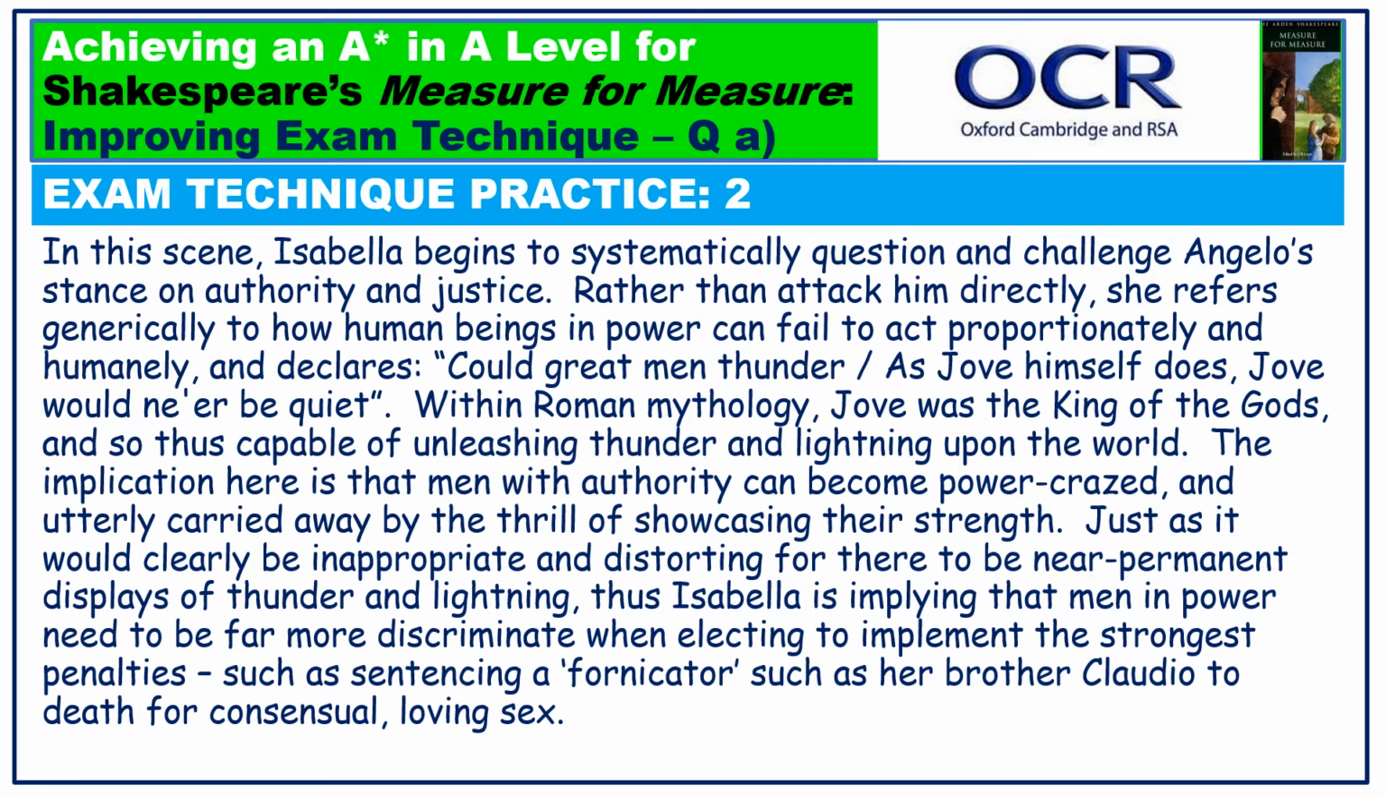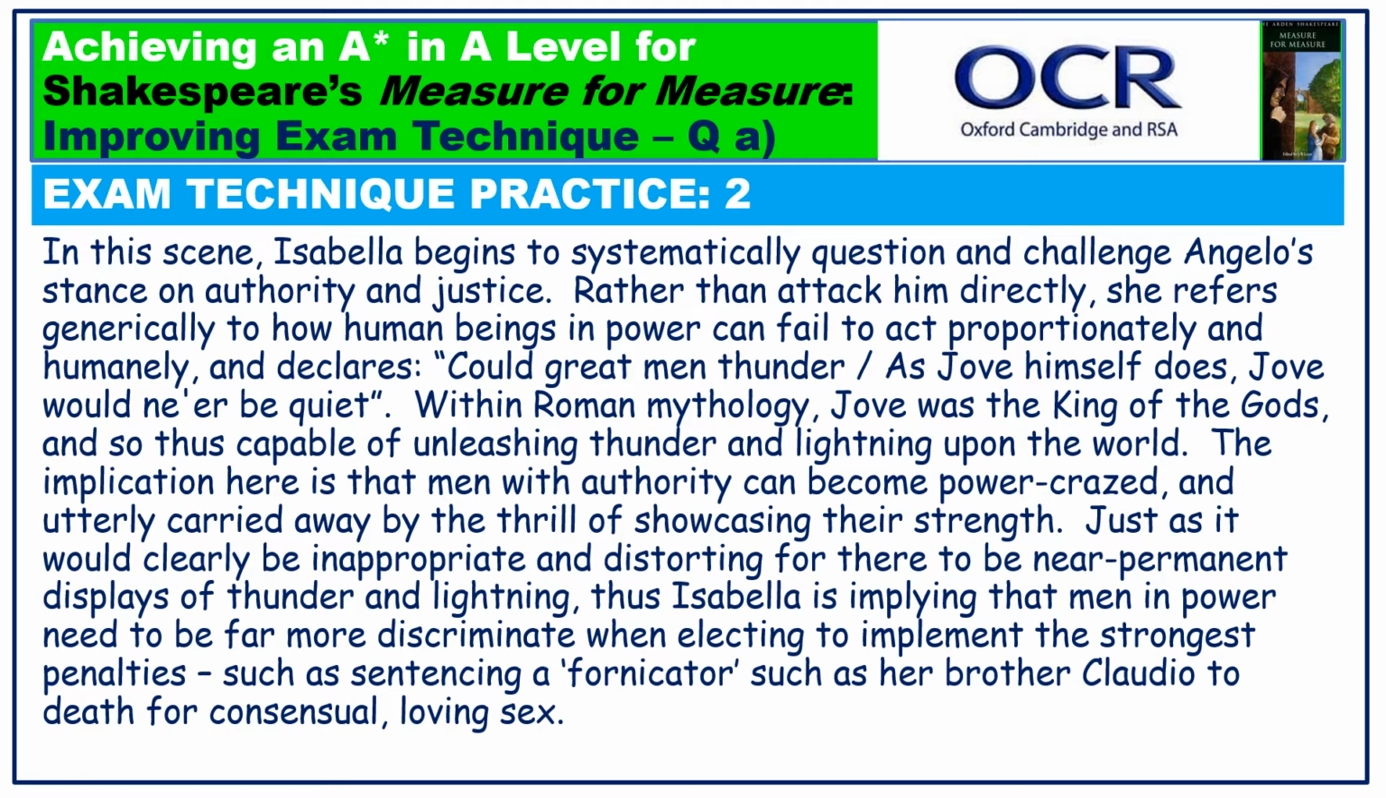Within Roman mythology, Jove was the king of the gods, and so thus capable of unleashing thunder and lightning upon the world. The implication here is that men with authority can become power-crazed and utterly carried away by the thrill of showcasing their strength, just as it would clearly be inappropriate and distorting for there to be near-permanent displays of thunder and lightning. Thus Isabella is implying that men in power need to be far more discriminate when electing to implement the strongest penalties, such as sentencing a fornicator such as her brother Claudio to death for consensual, loving sex.